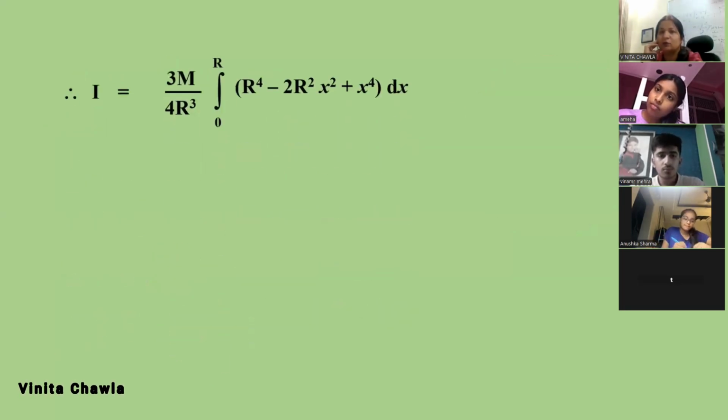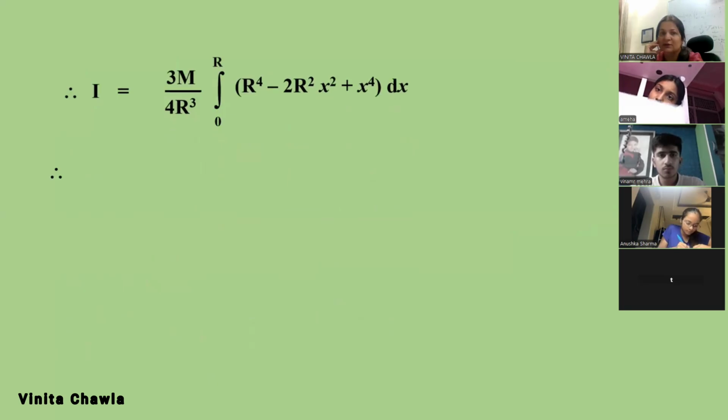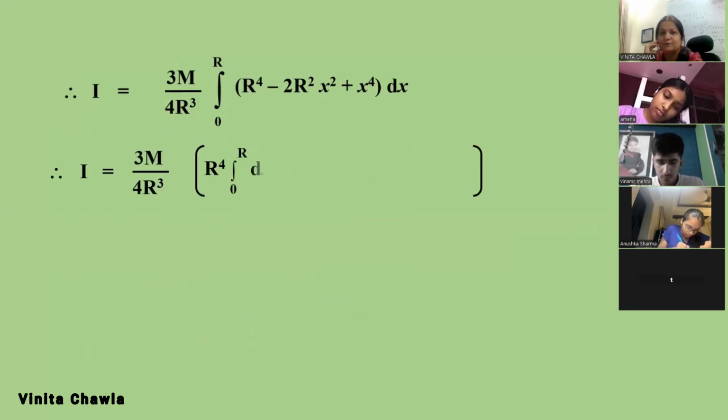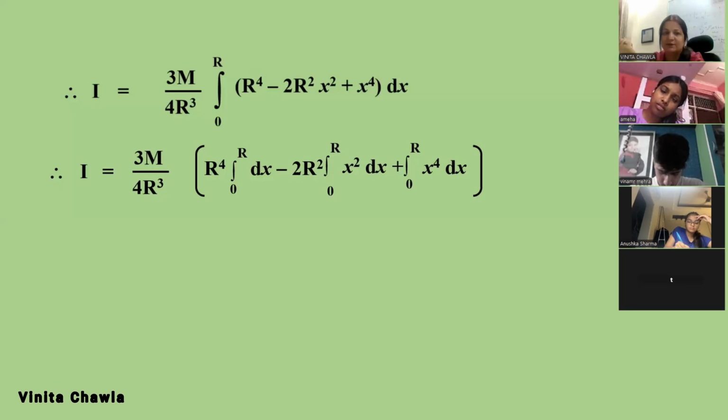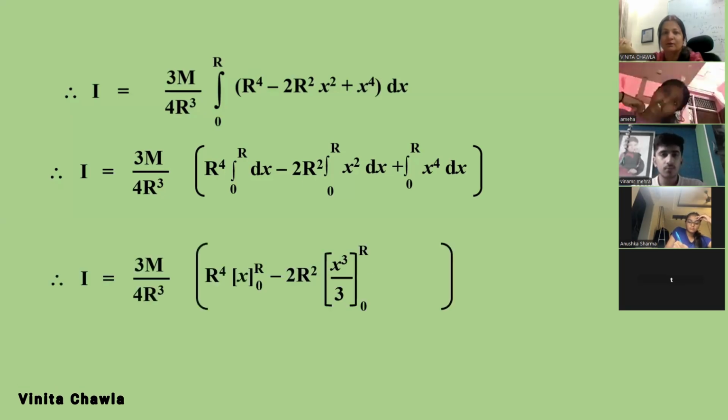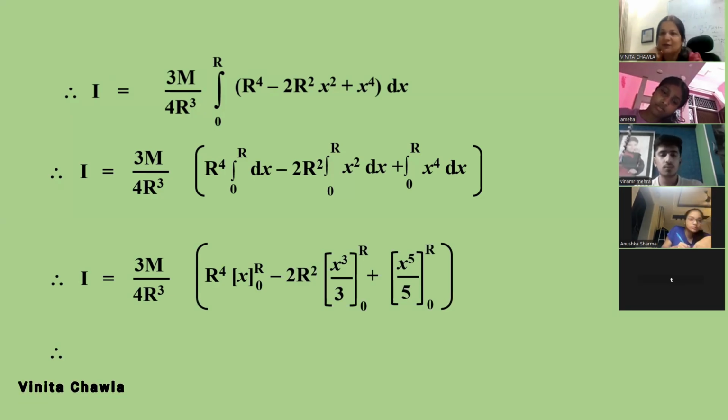Okay, now you can use a simple integration here. Because you can see that we have dx, no? So this dx will be operated only on the x, only on the expressions which are functions of x, no? So 2R square is taken outside, R raised to the power 4 is taken outside because they're constant. We have used the formula integral x to the n dx, x to the n plus 1 upon n plus 1.